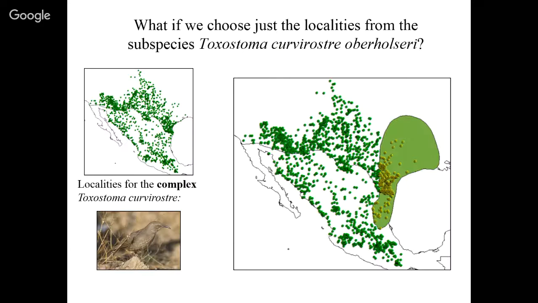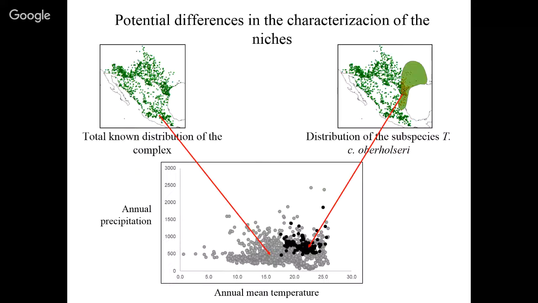Okay, so now let's go back to ecological niche modeling. For instance, what if I choose just the localities from the subspecies Toxostoma curvirostre oberholseri? You can see in this slide the bunch of occurrences known for the whole complex, and the green polygon represents, in theory, the distribution of this subspecies. So let's take a quick look. If we select those localities to represent the environmental habitat, or kind of environmental niche, where the species lives, in the next slide we can see that the characterization of the environment used by the species will not be covered by an artificial grouping, in this case the subspecies oberholseri.